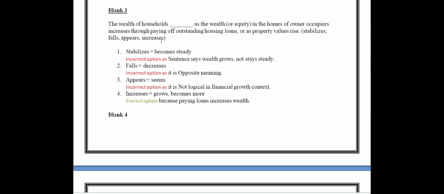Stabilizes means becoming steady. Incorrect, as the sentence is speaking about the wealth growing, not about the wealth being steady. Falls is decreases. Incorrect option because it is the opposite in meaning. Appears is seems, looks like. Incorrect option as it is not logical in the financial growth context. Increases means yes, grows or becomes more. Correct option because paying loans increases wealth. Last option, blank 4.